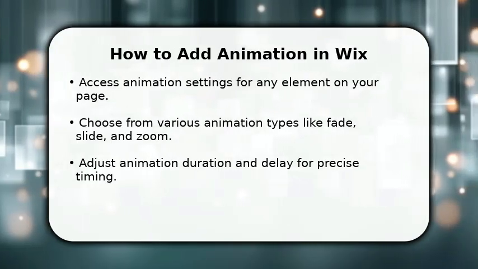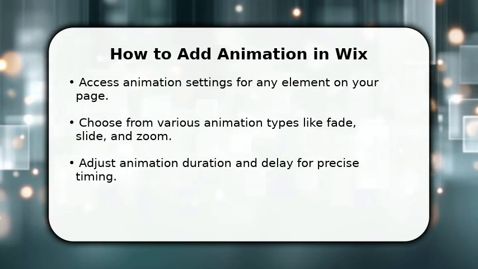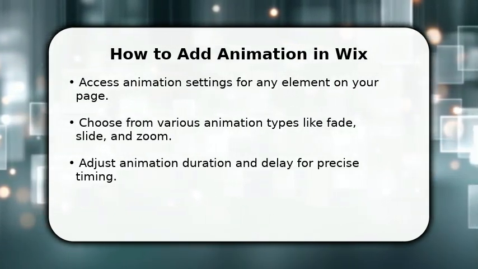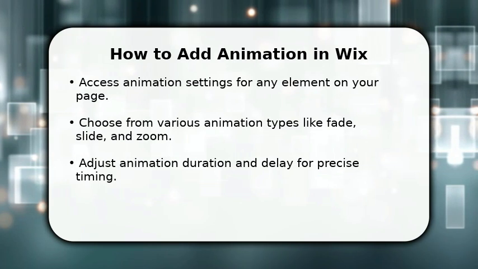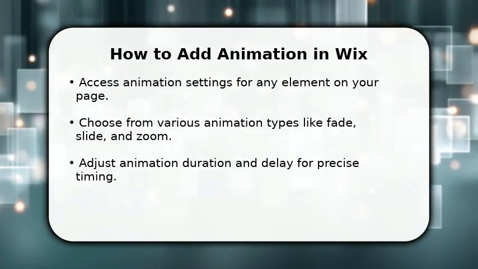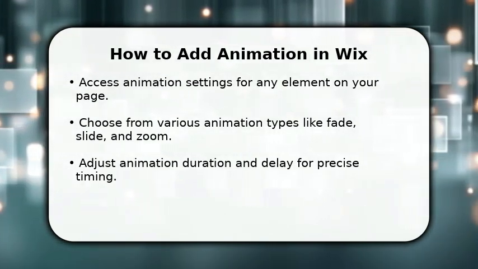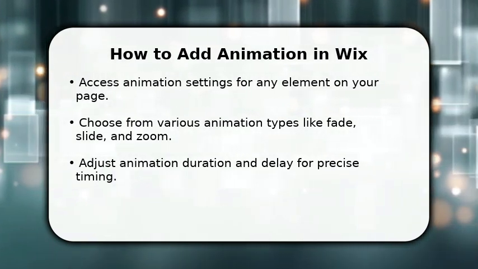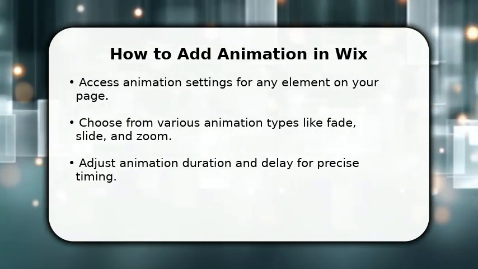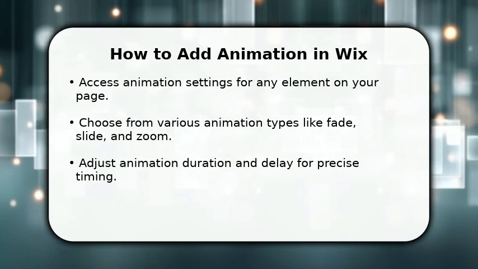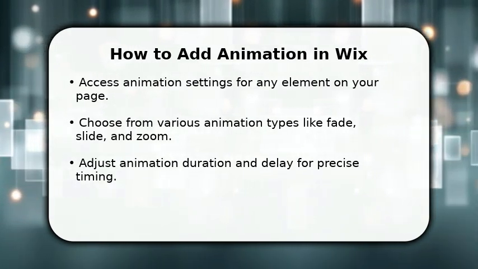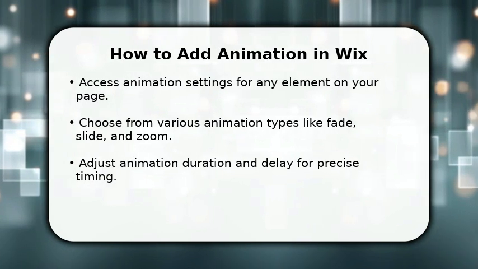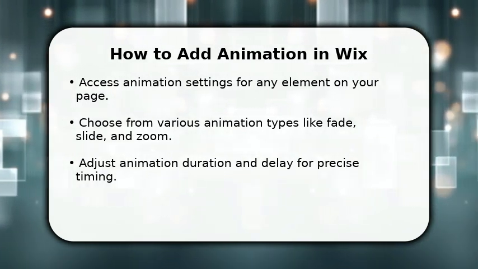In this video, I will explain how to add animation in Wix. First, open your Wix editor and select the element you wish to animate, such as a text box or an image. Look for the animation icon, often a small lightning bolt, in the floating toolbar that appears. Clicking this icon will open the animation panel, where you can choose from various effects to bring your design to life. You can also preview how each animation looks before applying it.